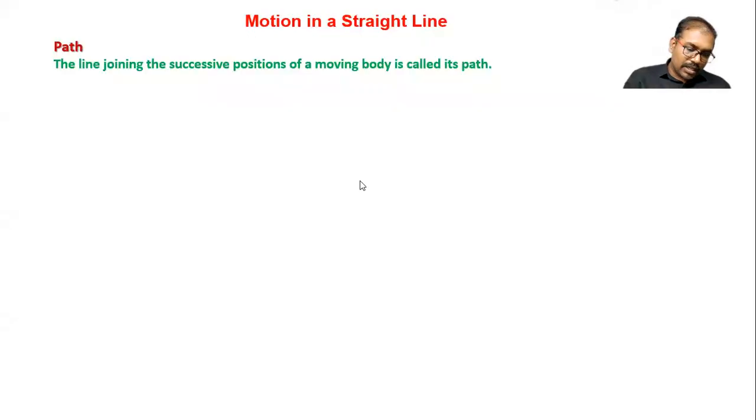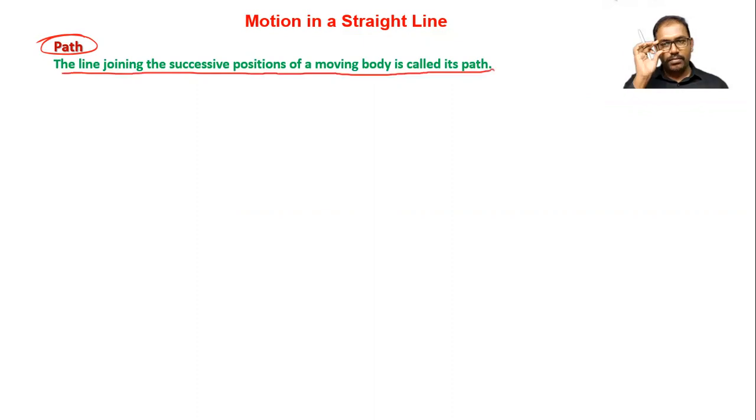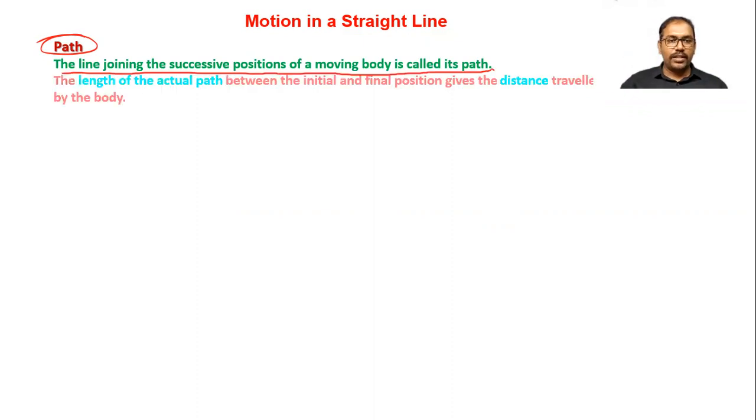Now let me learn some basic concepts. Path. What is path? Line joining the successive positions of moving body is called as path. So you can see the length of actual path between initial and final position gives the distance traveled by the body. The distance is a scalar quantity.